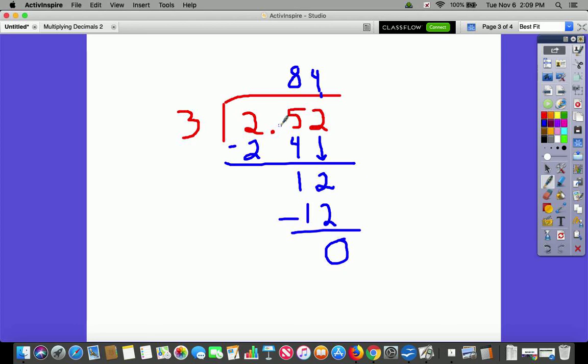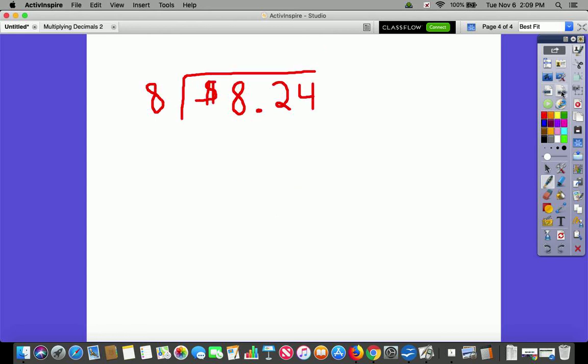Now the trick is, for the answer, is where to put our decimal point. It's actually pretty simple. You just put it straight above in your answer. Okay? And we normally don't have a decimal start by itself. We'll put a 0 in front of it. So this is 84 hundredths. So if I had 2 wholes and 52 hundredths, and I split them into 3 equal groups, each group would have 84 hundredths. Let's try another one.